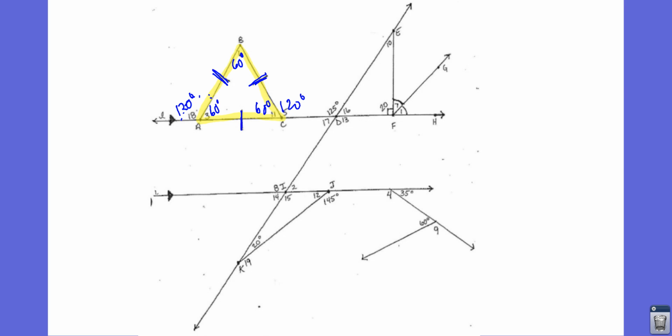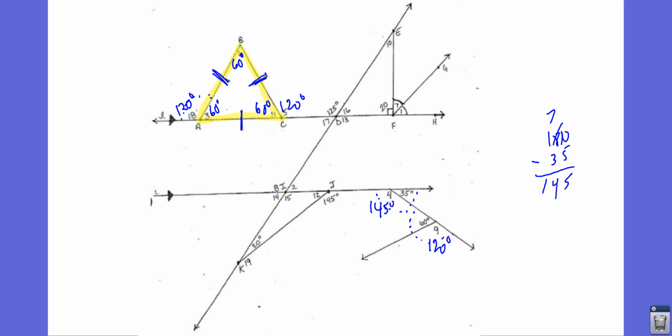Now trying to piece all this together, I'm just going to jump all over the place. 35 and 4. So 35 degrees and angle 4, that's a supplementary angle. So 180 minus 35, 145. So angle 4 is 145. Supplementary for 60 and angle 9 is going to be your 120 again.